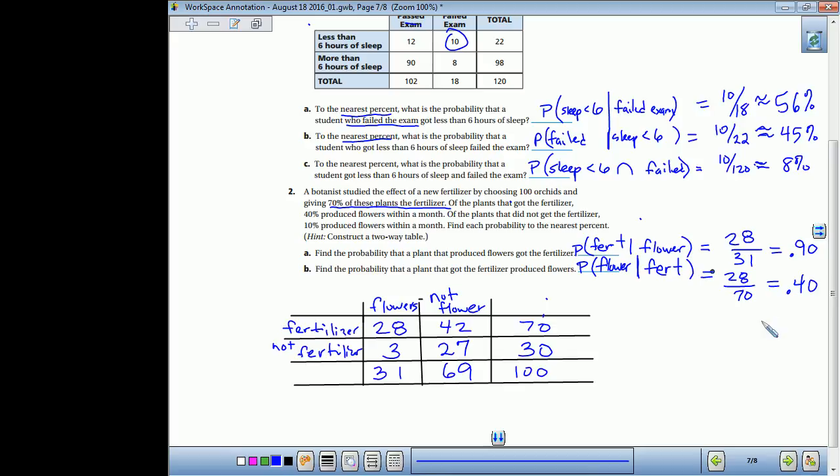Are receiving fertilizer and flowers independent events? Let me think about that. What test of independence could you try and see? First one. You want to do the first one? All right. Anybody want to do the second one? I want to do the first. All right, do one. Pick one.